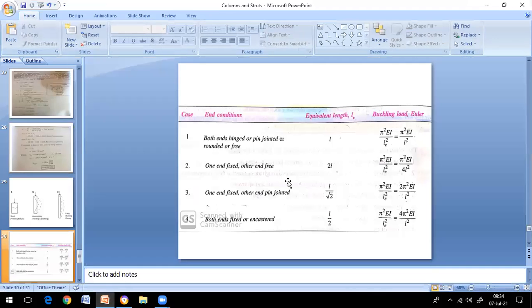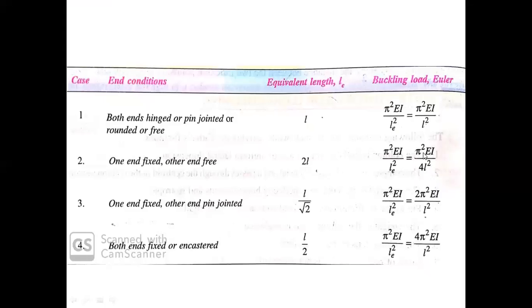Okay, let me share the screen. Guys, is my screen visible? Yes, sir. Okay. So see this table. I actually shared this table with you yesterday. These are the end conditions.